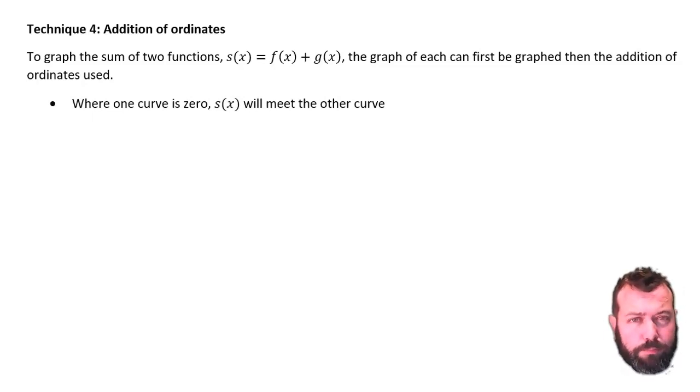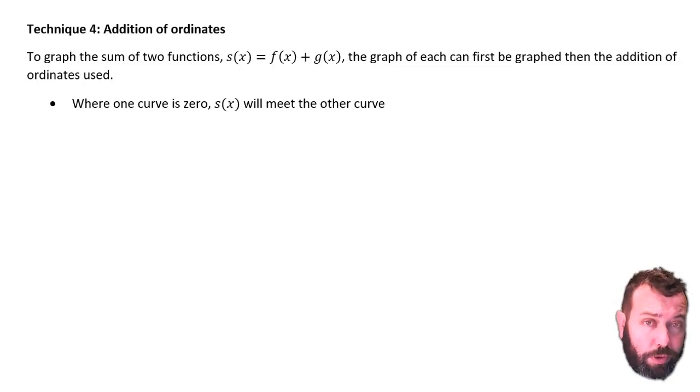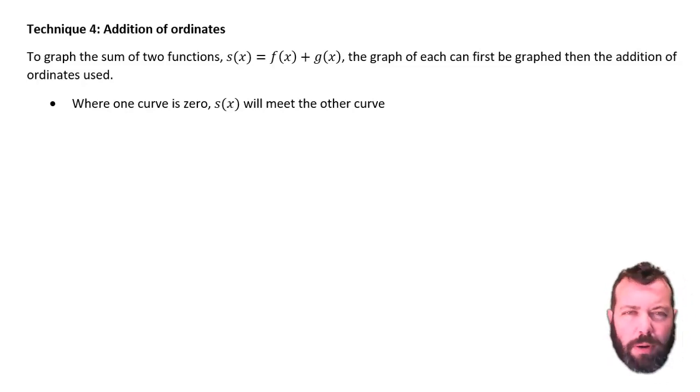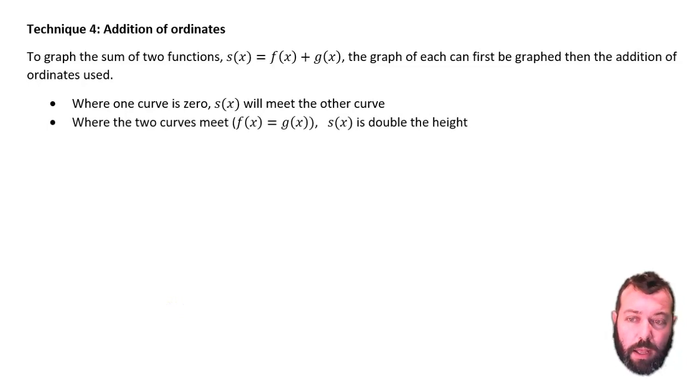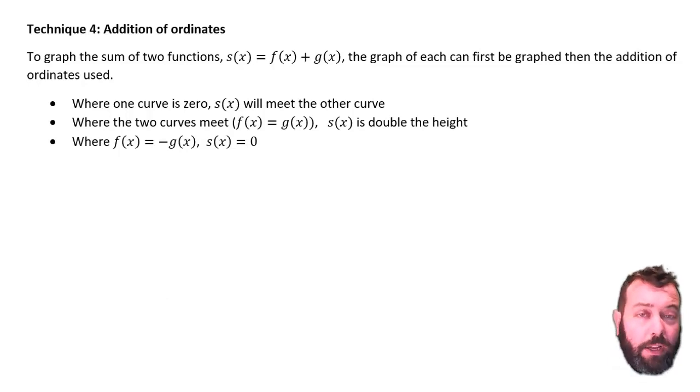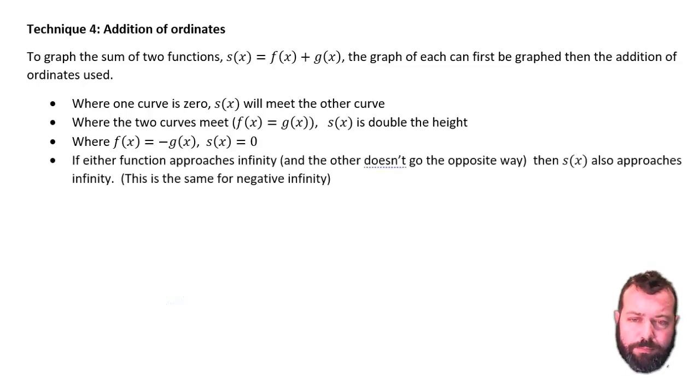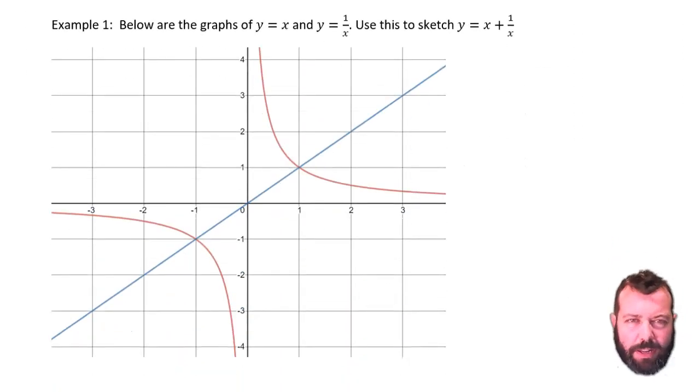When I'm adding them together, if one of my functions has an ordinate of 0, then the sum of the two functions will simply be the value or the ordinate of the second function, because it's 0 plus something. Where they intersect, the sum of them will be double the ordinate where they intersect. And if they are equal but opposite, then the sum of those two functions will be 0 at that point. As they approach infinity, maybe that can get complicated.